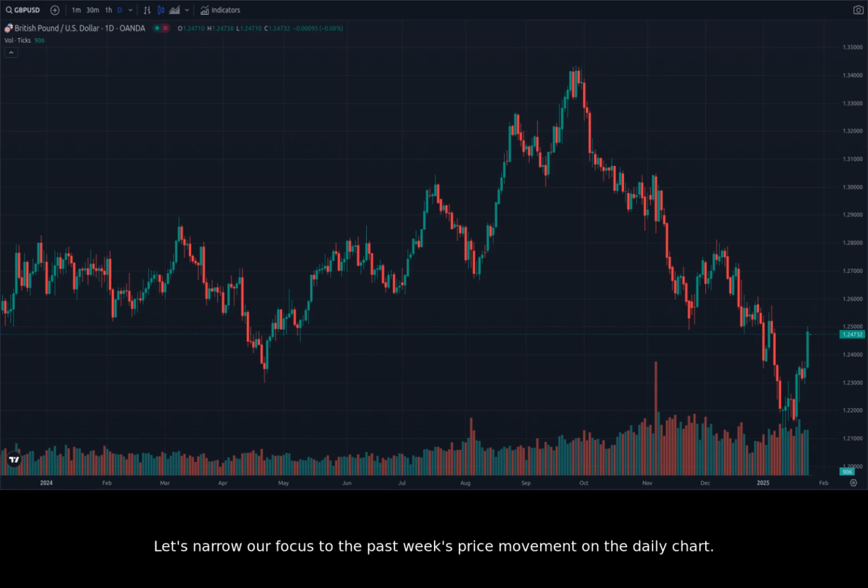Let's narrow our focus to the past week's price movement on the daily chart. We observe some minor price corrections, but the overall trend remains bearish. It's important to note the volume patterns to identify periods of high volatility. The volume patterns could help predict the next significant price movements.